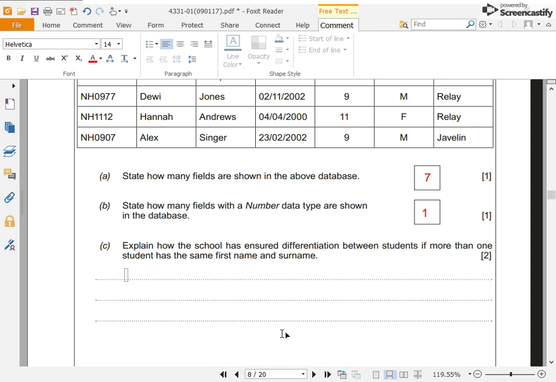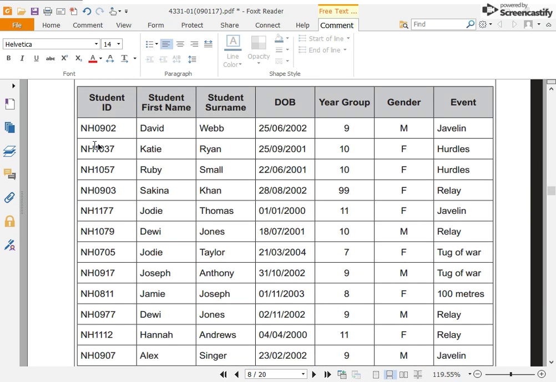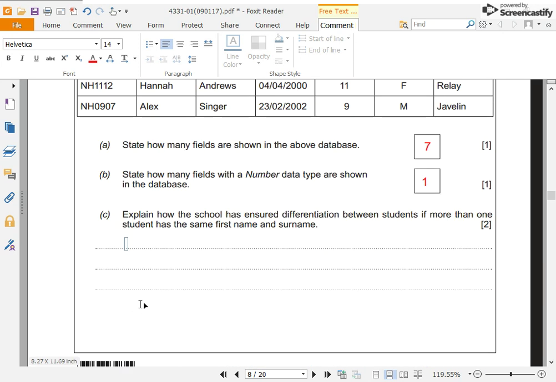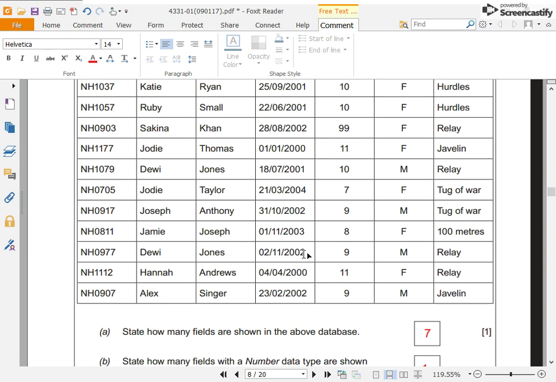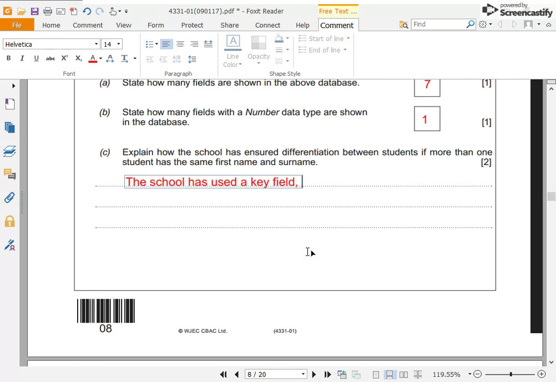Okay, so this is all about the key field, the unique identifier. But we're going to explain it. We're not just going to write unique identifier, we're going to write it in a little bit of detail. You get plenty of time in this exam. The school has used a key field. And the name of it, I can't remember. Student ID. In this case, it is student ID.